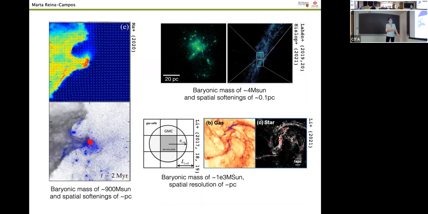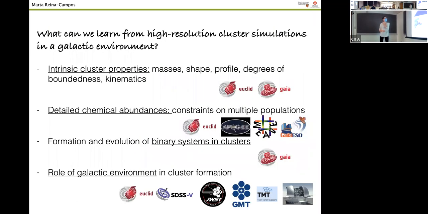So again, these are just a few examples. This is a very active field of research, and these two groups have actually published papers within the past couple of months that are very interesting. But you can see that the resolution required to actually resolve the stars within the cluster and at the same time be able to model the entire galaxy is extremely challenging from a computational perspective.